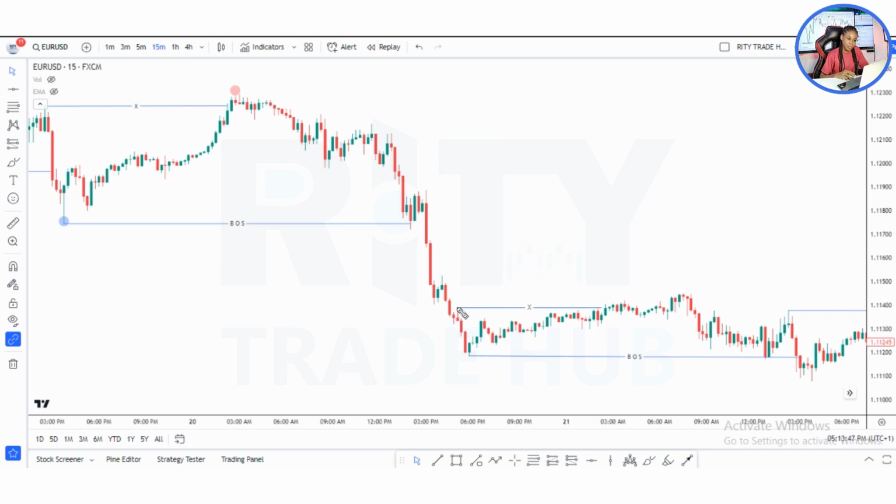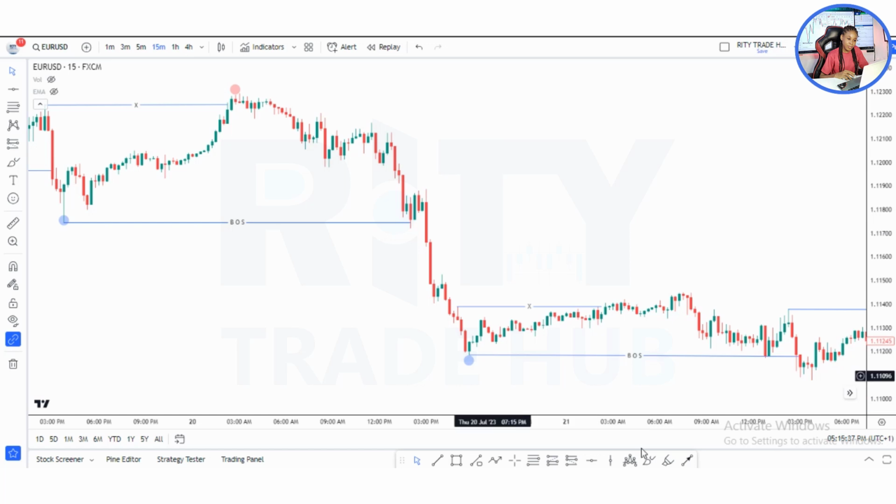So we have a valid pullback right here, as you can see. This is where our inducement is sitting. So this is a valid last pullback. All right, so what happened? Price took out inducement from here, validating our low, major structure low. So our low moves from here to this level.